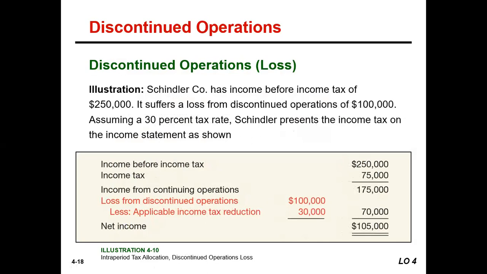All right, here's discontinued operations at a loss, which we've already seen in a couple examples, but say we had a loss of 100,000 less applicable income tax reduction of 30,000, that would be an overall loss of 70,000.